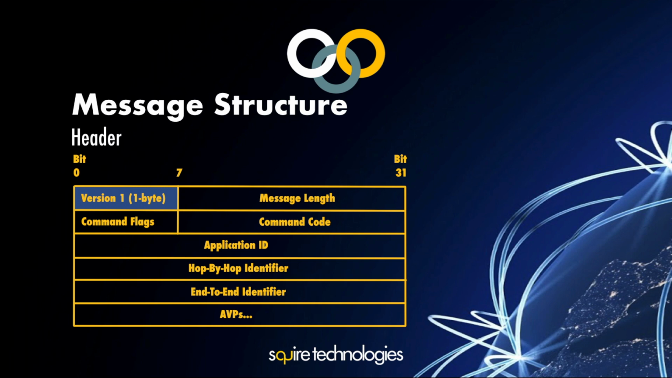Message length, 24 bits to put the message length. And the message length is all of this. It's not what follows. Okay? Some protocols do message length as what comes afterward. This is the entire message you have.